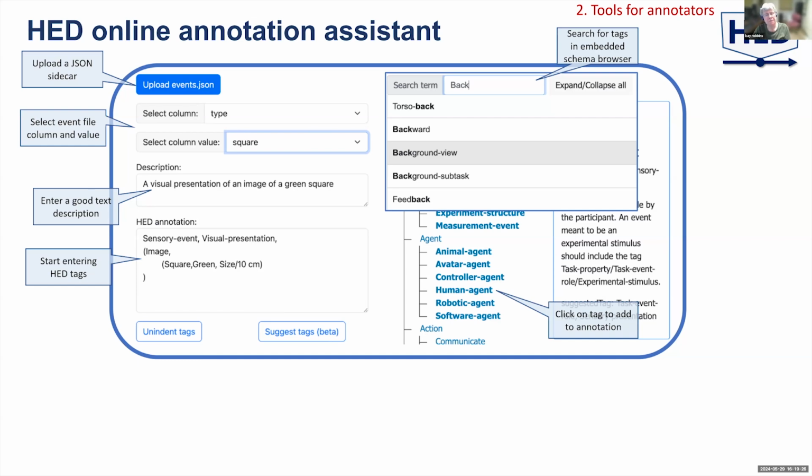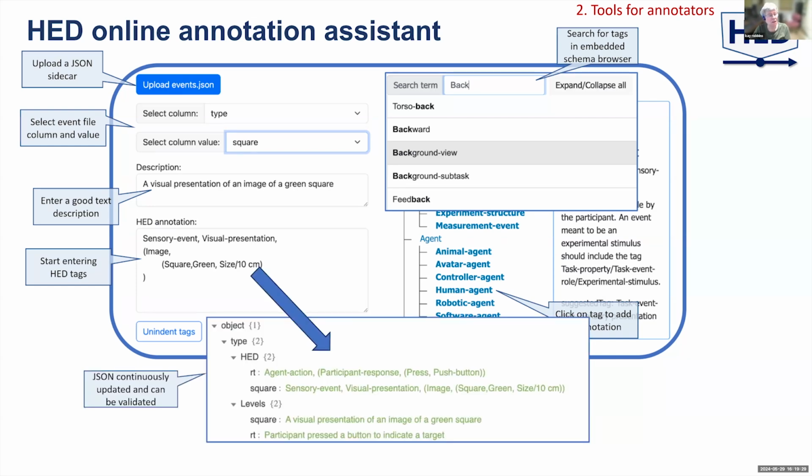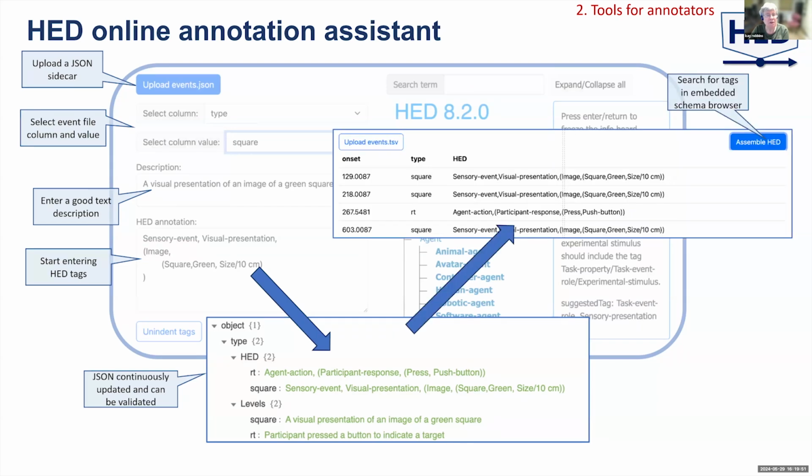Now, another feature of this annotation assistant is that it has a little window where it continuously updates the JSON and has a validate button. So as you're adding things, you can see what it's doing to the JSON file and you can validate it right away. Another feature is that you can upload an event file and it'll show you what the assembled HED looks like as you're going.